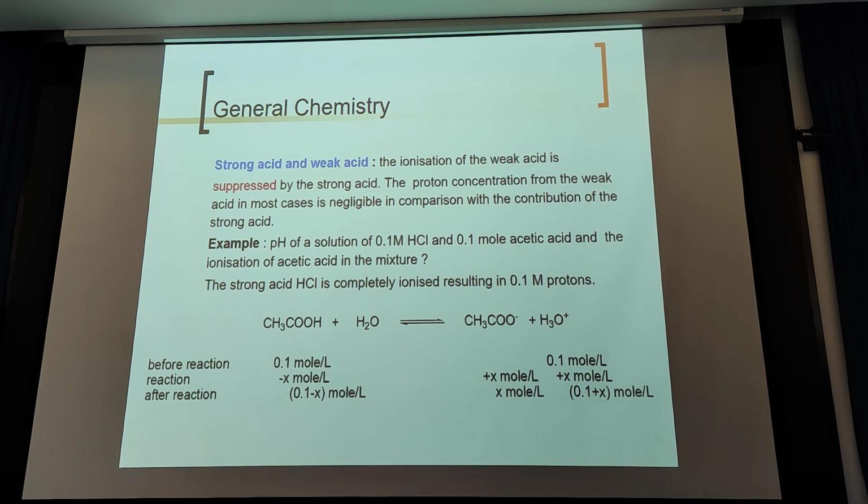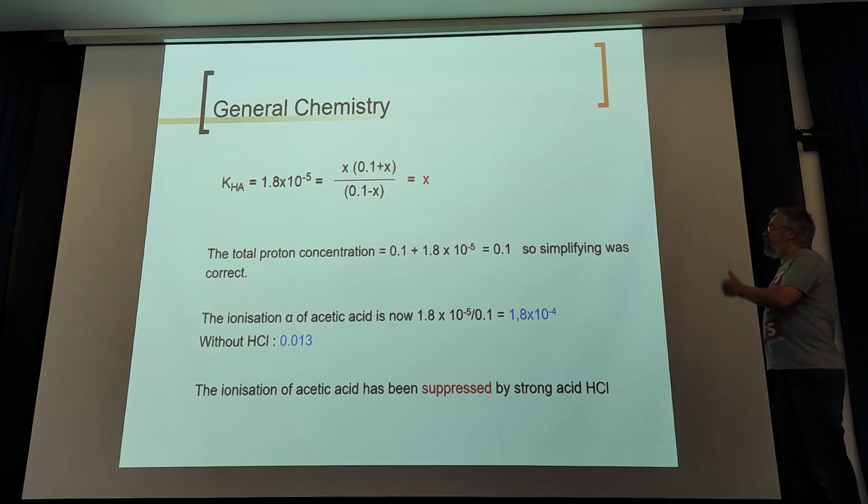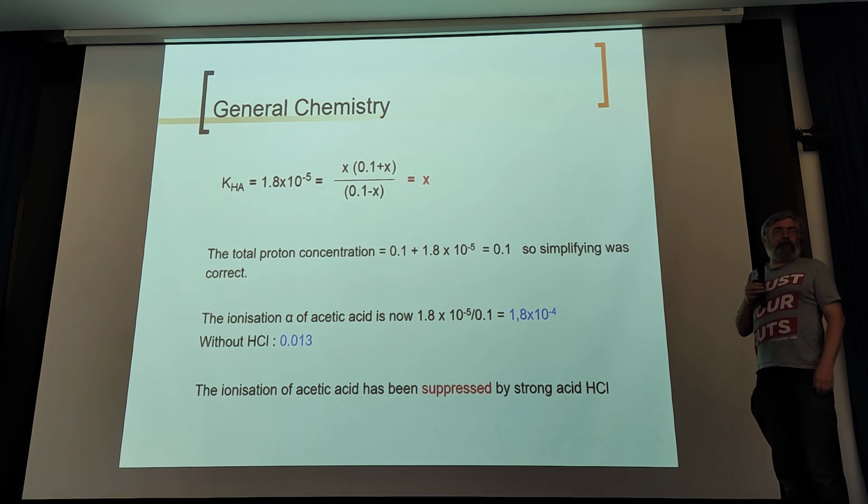We can already think that there will be room for simplification, because probably 0.1 is going to be very big as compared to X. Okay, let's look at how it looks. The equilibrium constant for acetic acid is still the same. It's 1.8 10 to the minus 5. The product is X multiplied by 0.1 plus X and divided by 0.1 minus X.